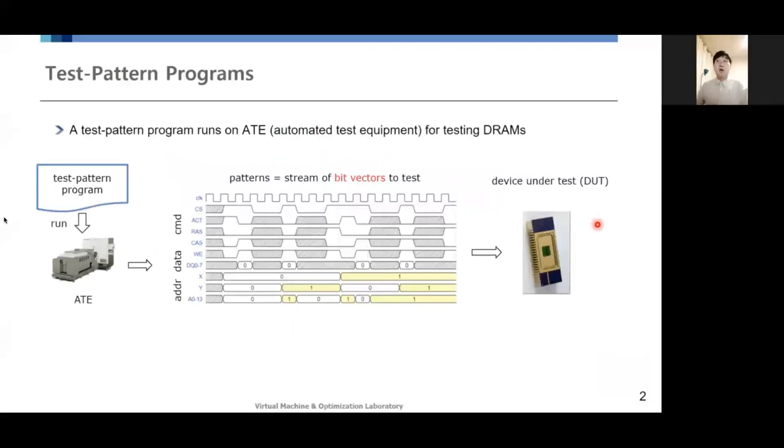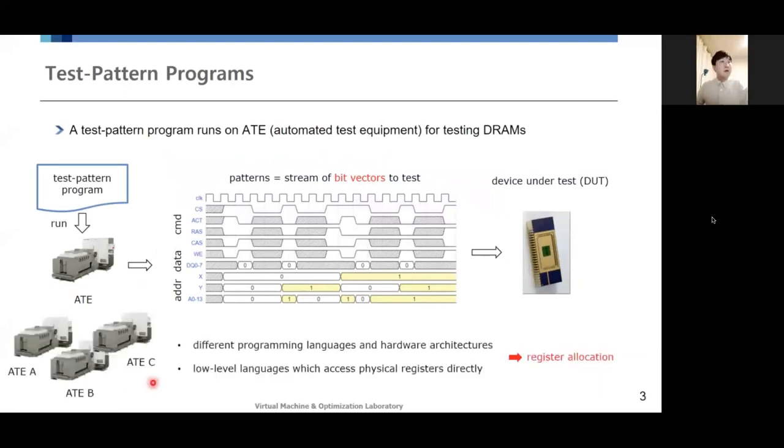This talk is about irregular register allocation for test pattern programs. Test pattern programs are written for testing DRAMs as one of its last steps in the manufacturing process. They run on an embedded system called ATE to generate a stream of bit vectors which contain the test. But the problem is there are multiple ATE models which have different programming languages and hardware architectures. Furthermore, the programs are written in low-level languages which access physical registers directly. Therefore, we need register allocation to run a program on various machines.